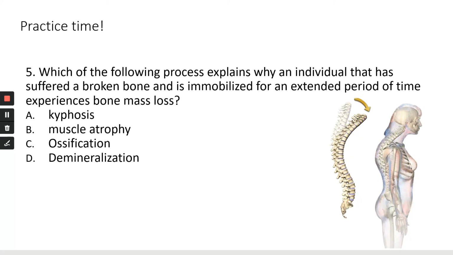So this is kind of a long question. Which of the following processes explains why an individual that has suffered a broken bone and is immobilized for an extended period of time experiences bone mass loss? So remember, we talked about how bone is actually a very dynamic tissue, right? So it goes through resorption and building all the time. So which one will cause a bone mass loss?